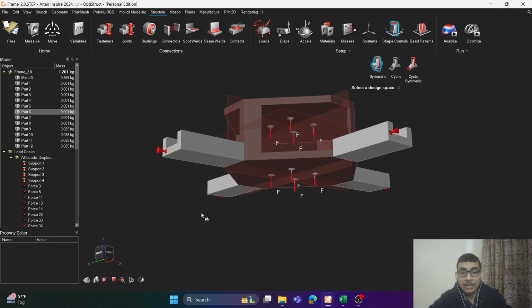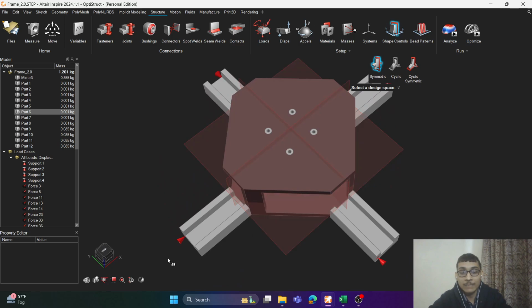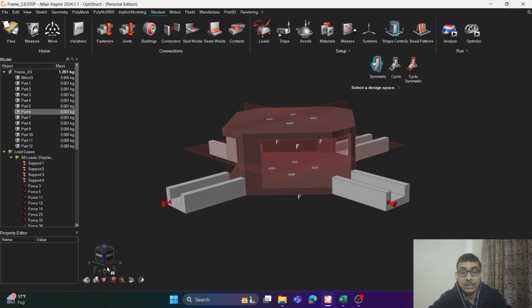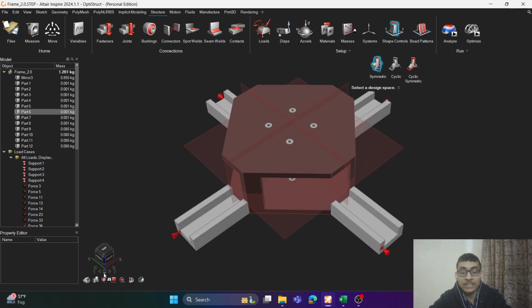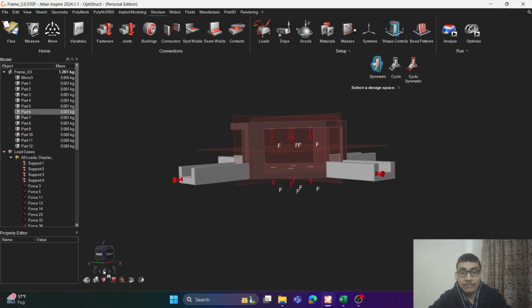In the frame there are 4 holes on the upper plate through which the crank motor will be mounted, while on the lower plate there will be mounting of the drone landing gear. These are the sliding tracks on which the slider will do its to and fro motion, and thus these holes and tracks are my non-design spaces. And in the design space I have applied these planar constraints and weighted loads.